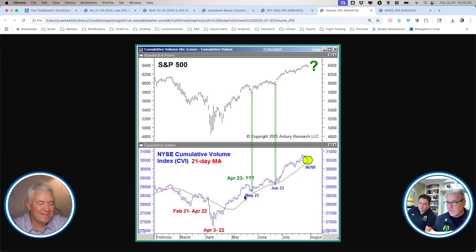You can see as of April 23rd, it started to expand on a 21-day basis. On May 23rd, the trend was tested. The S&P held. That was a minor low in the S&P 500 up top, and we started another leg up. We did the same thing on June 23rd, and now we're right back there again. So another tool is telling me the same answer: we're at a tactical inflection point.